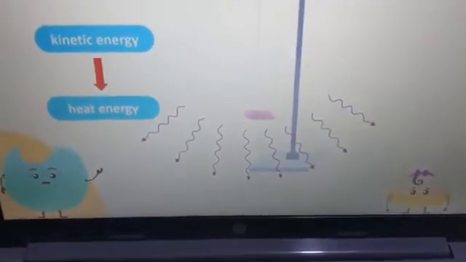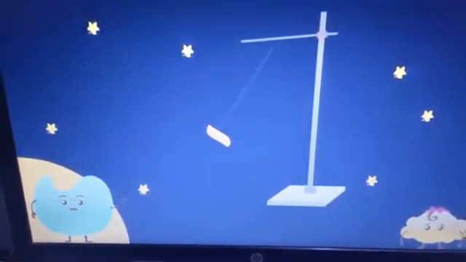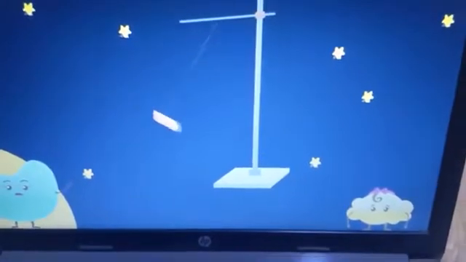So in all cases, there is heat energy in between. If we are talking about dissipative forces due to air resistance, some amount of energy is converted to heat energy and sound energy. See?